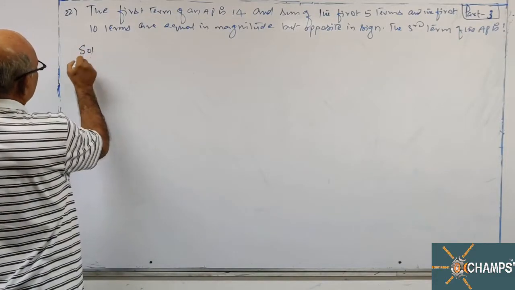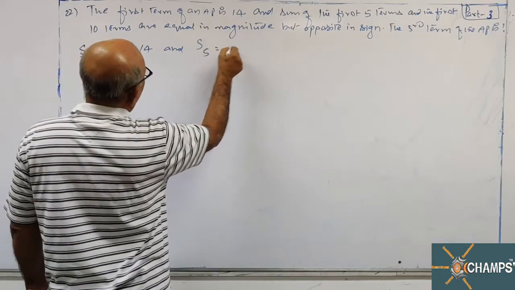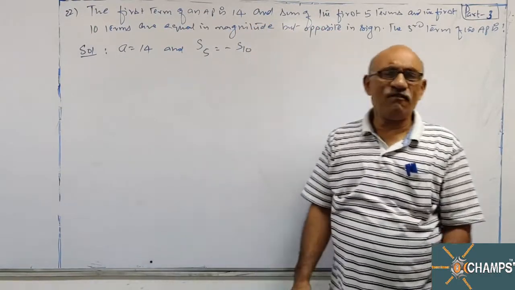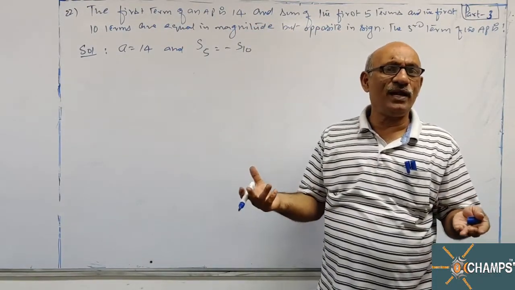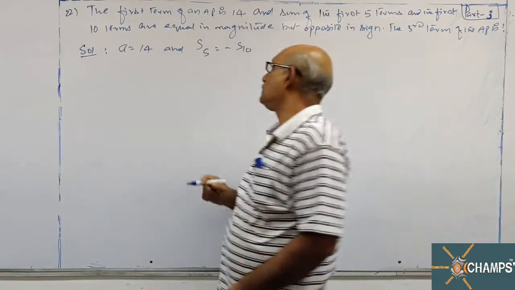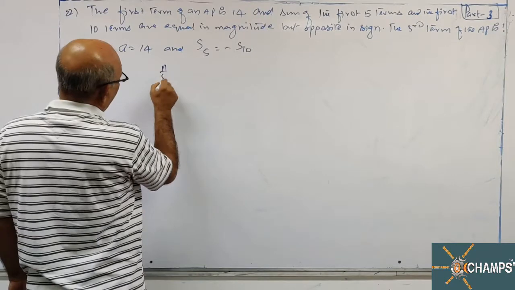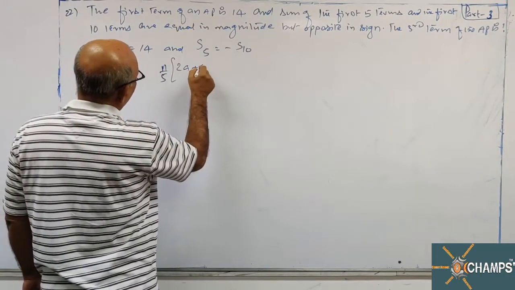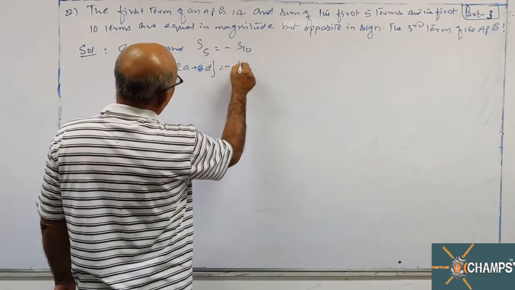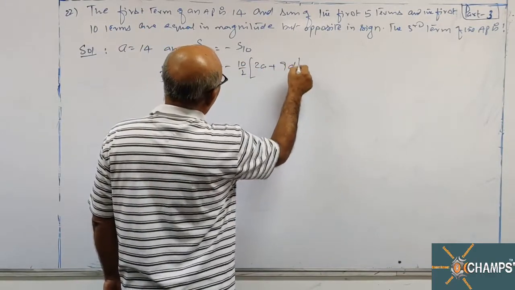Look at the solution part. A is equal to 14 given and S5 is equal to minus S10. Sum of first 5 terms and the sum of first 10 terms are numerically equal but opposite in sign. So one value is positive, the other value is negative. So this is 5 by 2 into (2a plus (5 minus 1), 4d) is equal to minus 10 by 2 into (2a plus (n minus 1), 9d).